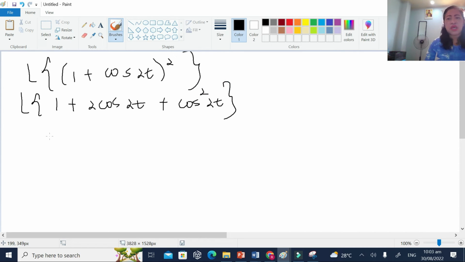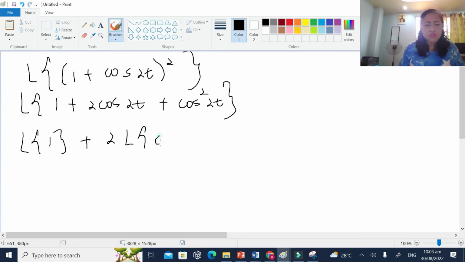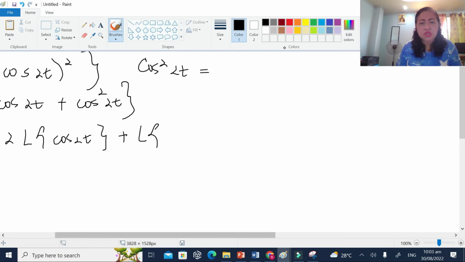So, one by one. This is now what we call the linearity property. You separate the Laplace of 1, plus the Laplace of cosine of 2t, plus the Laplace of cosine squared of 2t, which from trigonometry will be equivalent to 1/2 plus 1/2 cosine of 4t.